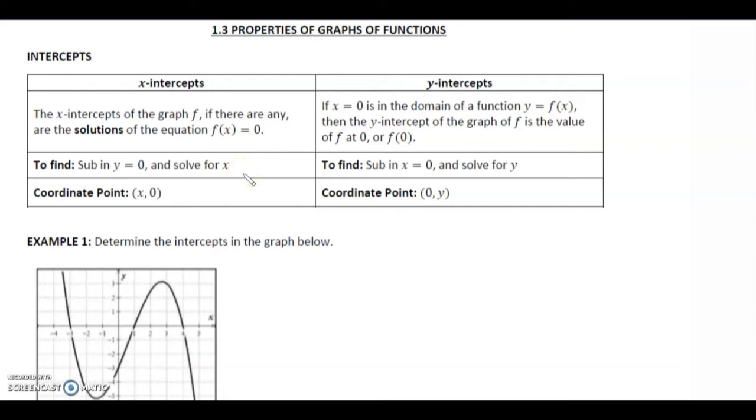Okay, 1.3, properties of graphs of functions. Okay, so a lot of this is going to be a review. So let's review intercepts. What is an x-intercept?